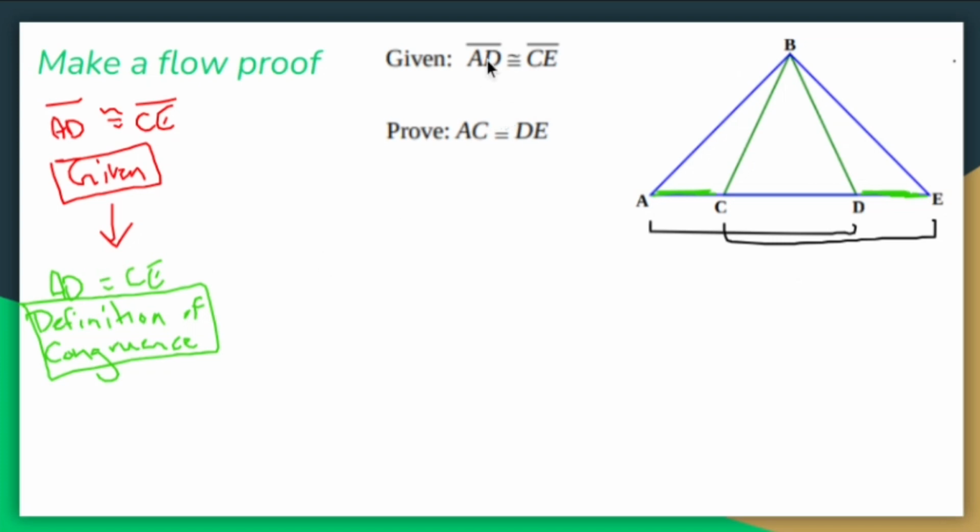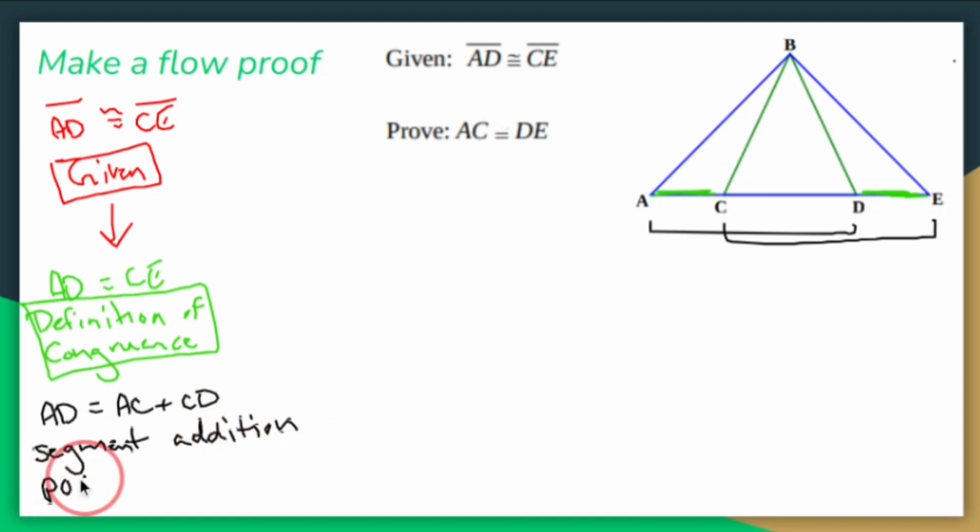Now what? Well, I need to go from AD and CE to AC and DE. So how can I do that? How can I turn these guys into these guys? Well, AD includes AC because AD is AC plus CD. So let's say that AD is equal to AC plus CD. Now, when you take two segments and add them to make one more segment, that's called the segment addition postulate.